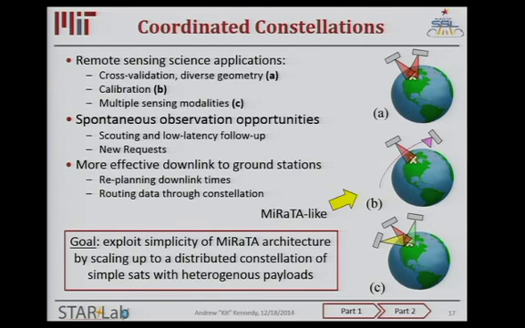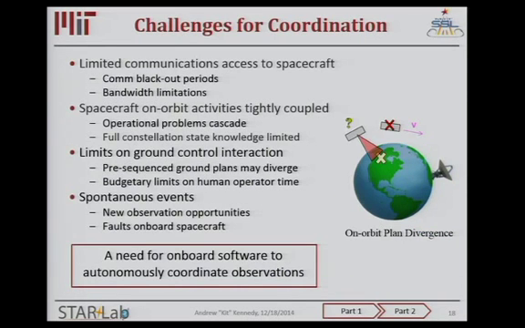And so the goal is to exploit the simplicity of the MiRaTA architecture, that simple state machine, and scale it up to a distributed constellation of simple satellites with heterogeneous payloads. But some of the challenges with this are, first of all, limited communications access to spacecraft, so communications blackout periods, like I mentioned, and bandwidth limitations. If you want to launch, say, 100 spacecraft in a constellation, which might not be too far out, then you're not going to have infinite ability to communicate because of spectrum allocation limitations.